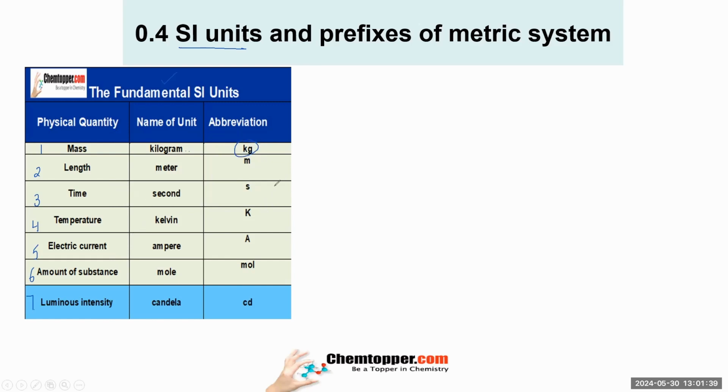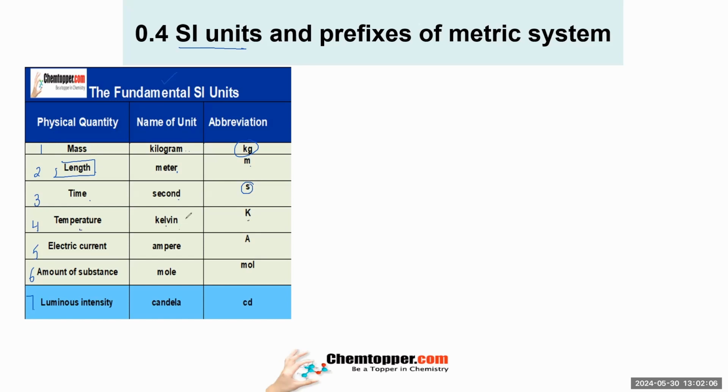We have other units also for mass. Length, meter. Length covers the width, the height, the distance, everything. So they all have the meter as the SI unit. Time, seconds, small s. Temperature, Kelvin, K.